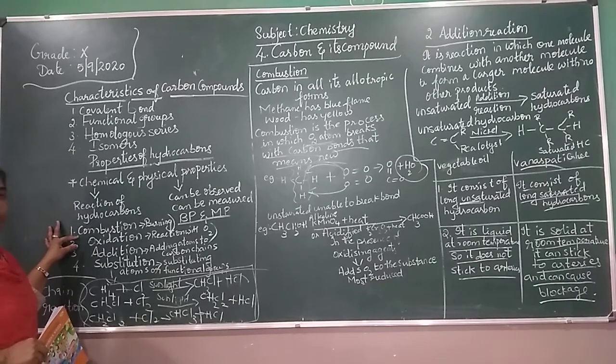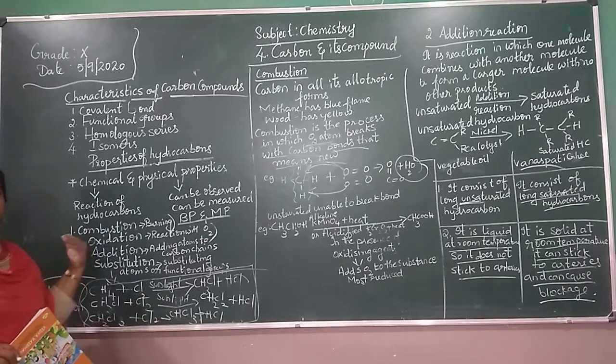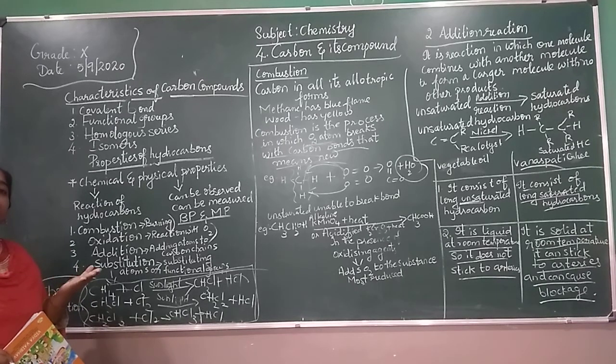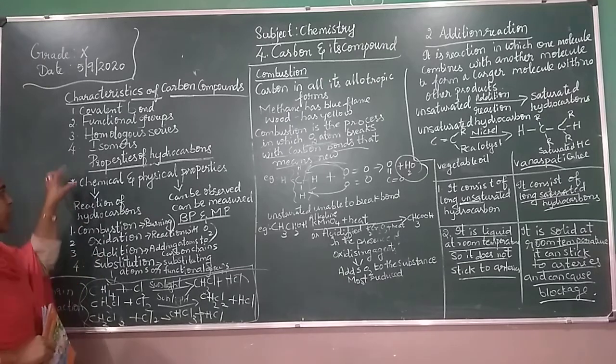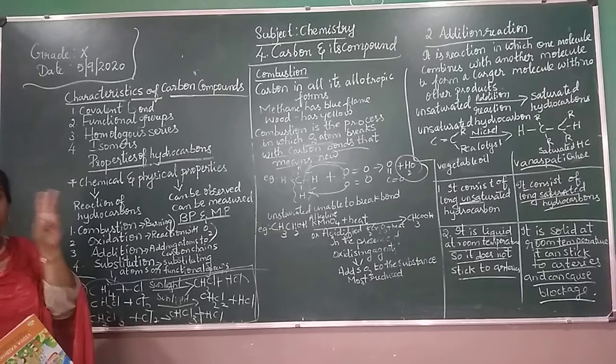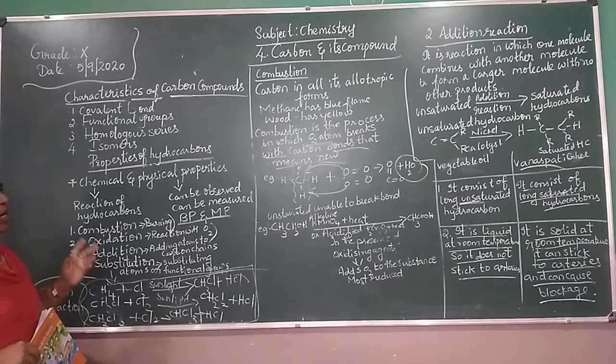What does combustion mean? Burning. When we burn the wood, we get the yellow flame, and when we burn the methane gas, in the biogas also methane, in the LPG also methane, if you burn, we get the pure blue color flame. Why is that? We already learned hydrocarbons are of two types: saturated hydrocarbons and unsaturated hydrocarbons. Yes, no? So saturated hydrocarbon.